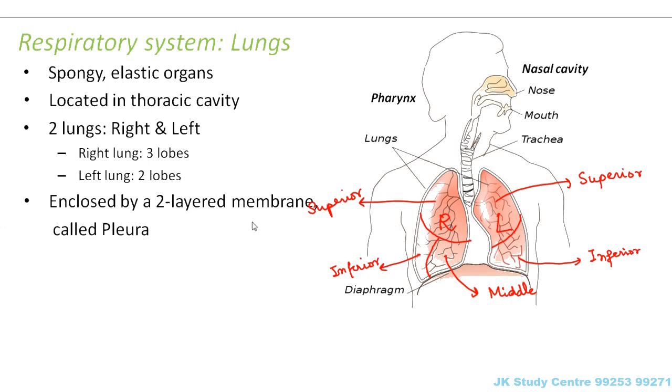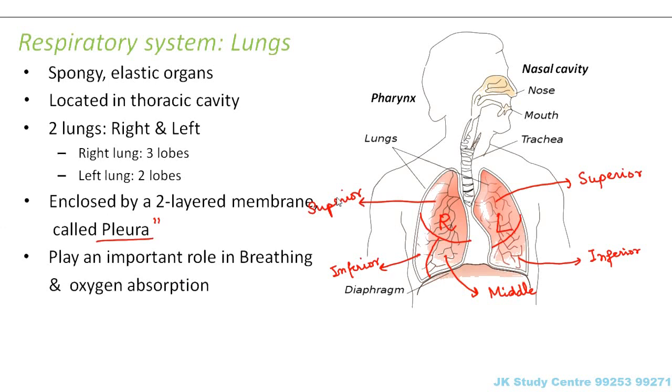So this 2-layered membrane is known as pleura. Pleura is the name of this membrane, and pleural cavity is the space between the 2 membranes. So this space, this white colored space, that is the pleural cavity, and this pleural cavity contains a pleural fluid to lubricate and prevent friction.